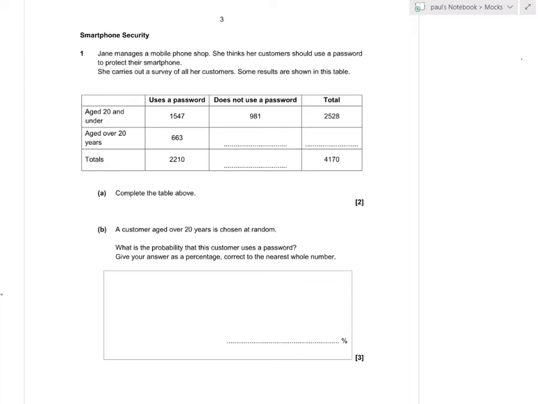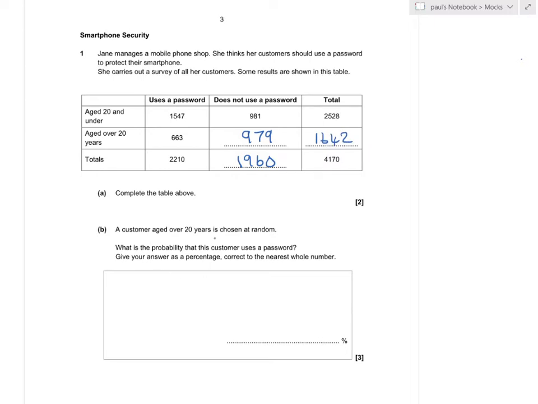So we've got the totals, so we can find that one. We do 4170 take away 2210, we get 1960. If we do 1960 take away that one, we get 979. And if we do that one add that one, we get 1642.